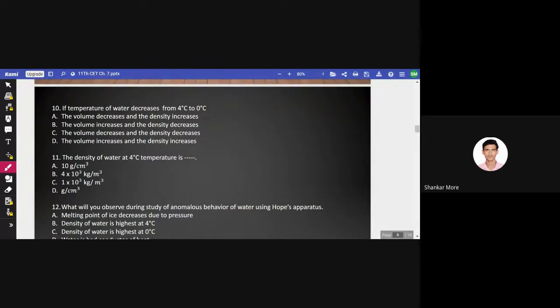So density decreases, right? Now what about the volume? Volume will also increase, isn't it? So which option is correct? B option is correct. The volume increases and the density decreases, right? So let me just take this option B. The density of water at 4 degree Celsius temperature is what?